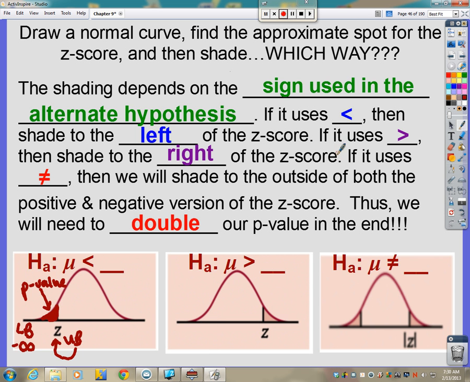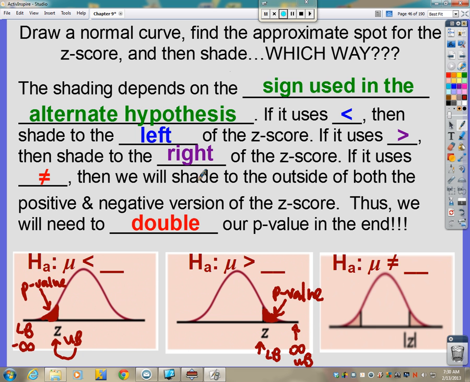If we use a greater than sign in our alternate hypothesis, like this, for example, then chances are, this isn't always going to be the case, but chances are our z-score is going to be positive. It's going to be on the right side. And so we're going to shade to the right, the greater than that z-score. So now our z-score is the lower bound, and positive infinity is now our upper bound. And again, the area that we find there, that's our p-value.